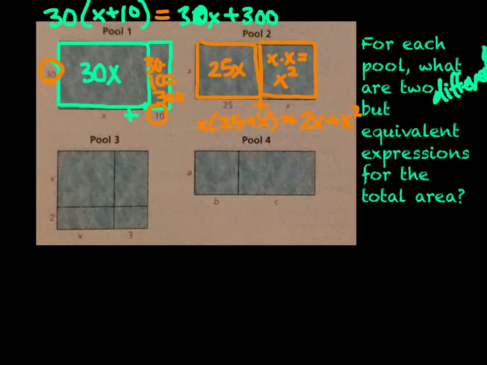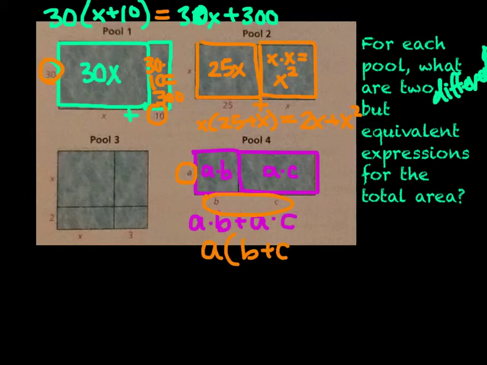Let's continue. Let's look at pool 4 first before we look at pool 3. We have a and b, so a times b, and this other one is a times c, and we're going to add those together. So we have a times b plus a times c, or we could look at it as base times height. So we have a times b plus c, and those are equivalent expressions. We could either say a times b plus a times c, or a times b plus c.